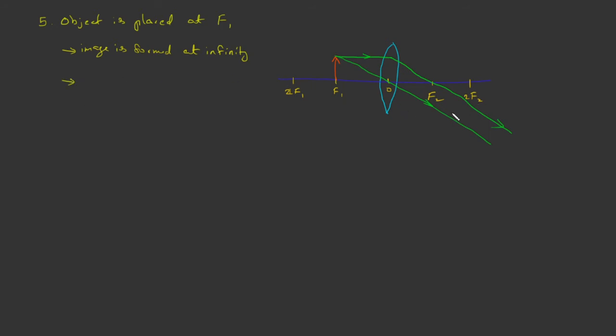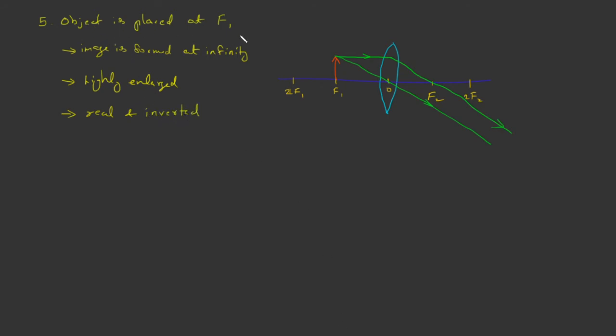What about the size? We can also see the image is formed at infinity with a very big size when compared to the object. So the image size is highly enlarged, or we can say it is infinitely large. And the third property we can observe here is it is a real image. So if we could place a screen at infinity, then we can observe that image on the screen. So it is real and inverted.